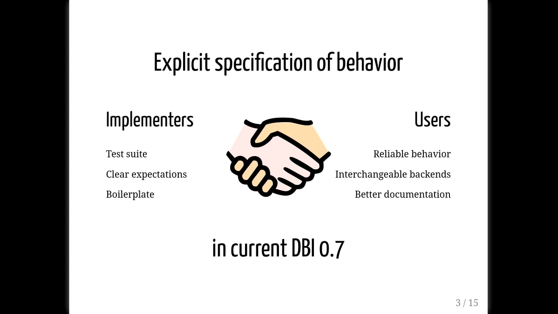The implementers get a test suite for free because the specs are also code that runs against your DBI backend. Clear expectations, what needs to be done. You don't need to think about what do I have to do in what corner case, because the specs try to be very clear about this. And we get a boilerplate. For those who started a new DBI backend, there is an R package that you can start with that contains mockups for all the methods, which you can then fill. Users get reliable behavior from the interfaces.